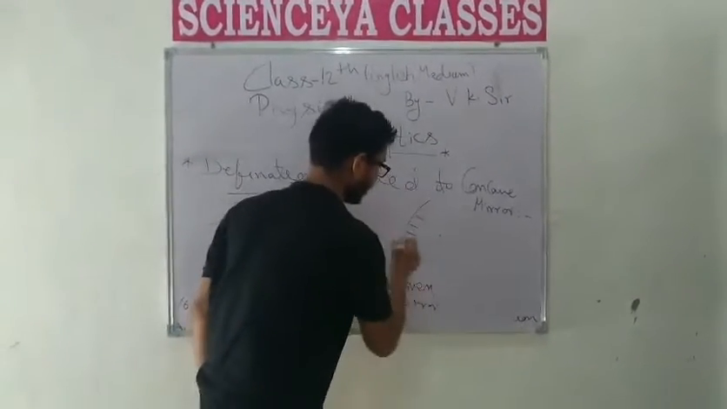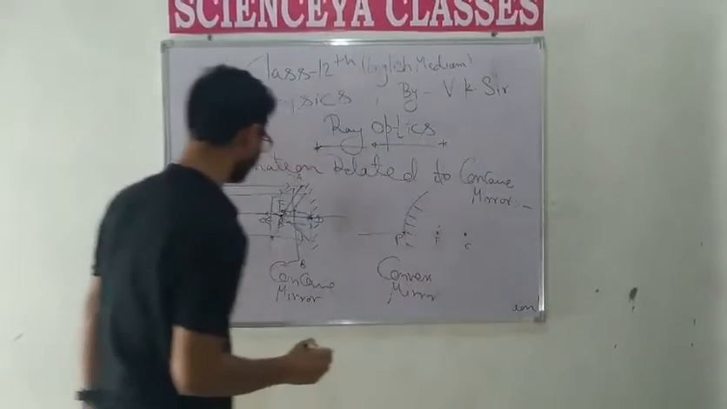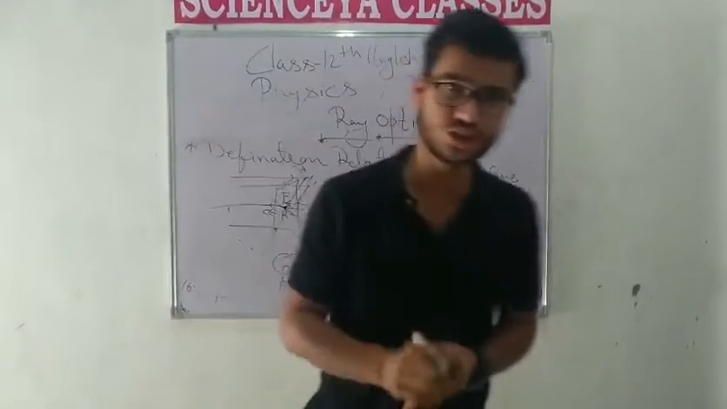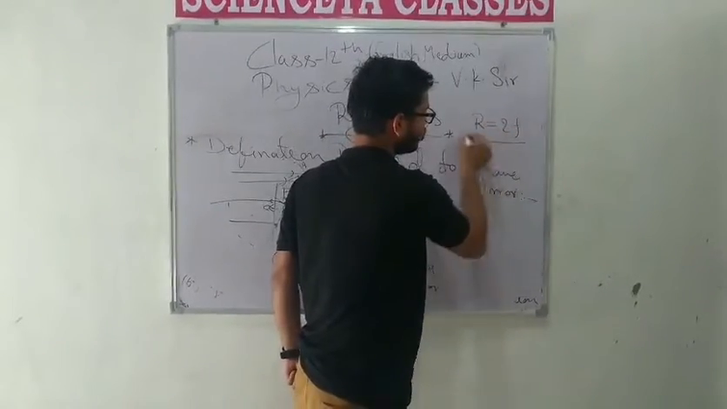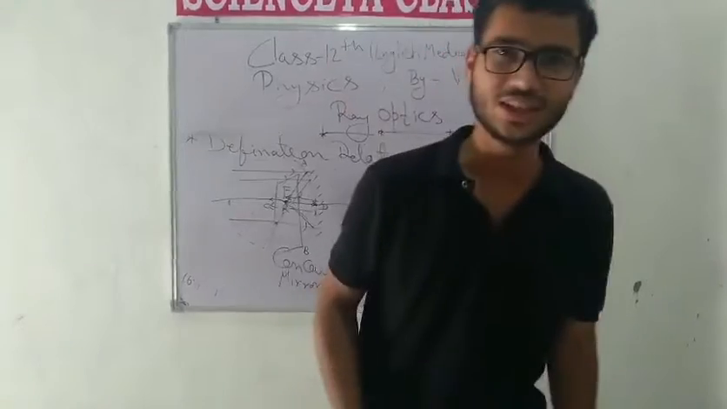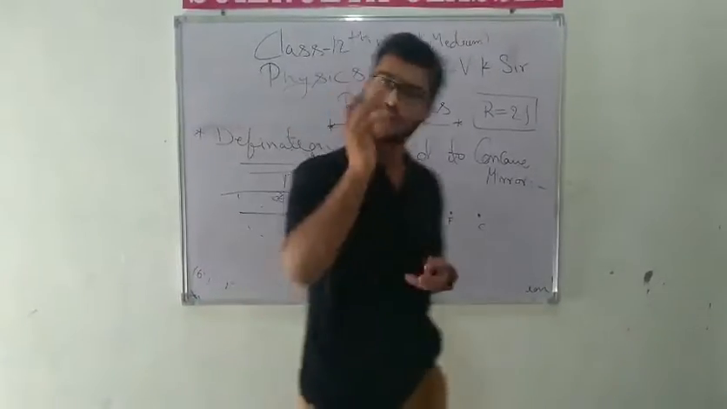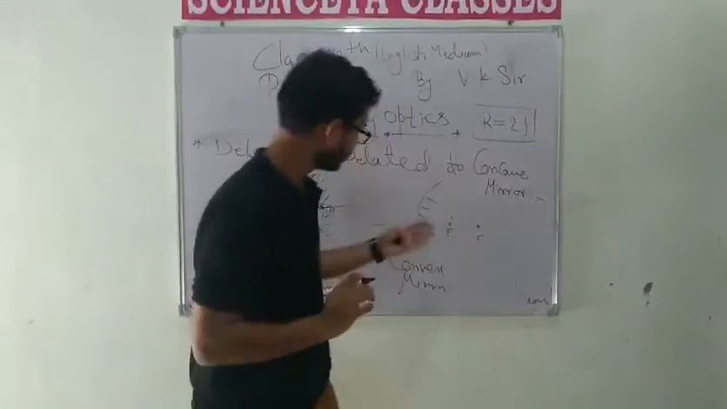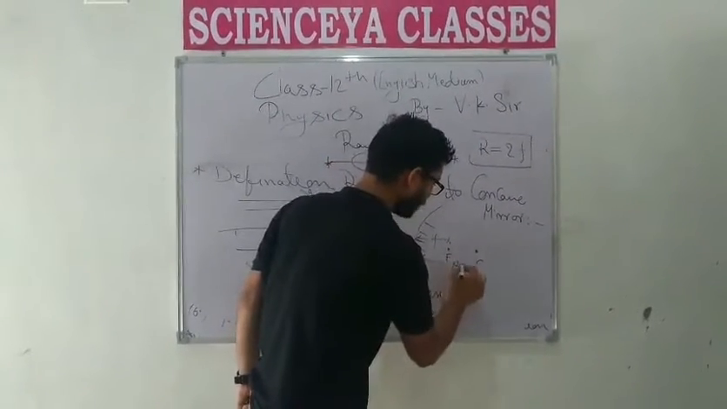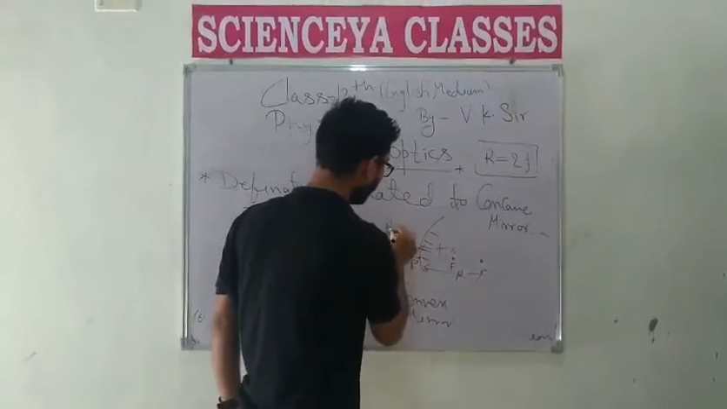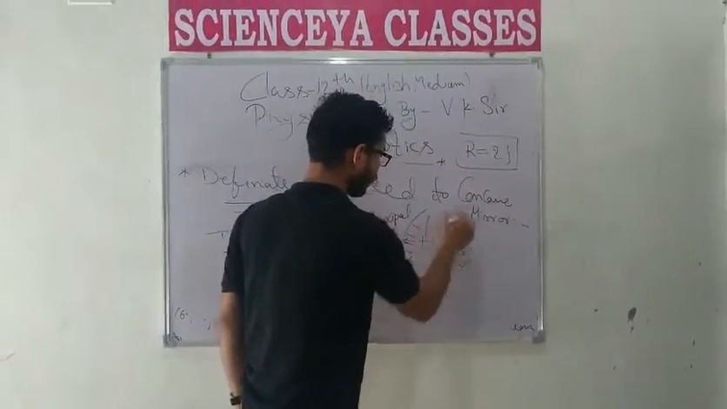In the case of the convex mirror, this is the pole, this is the principal focus, and this is the center of curvature. One more thing to note down: the radius of curvature is twice the focal length, and we will derive this equation in our upcoming lecture. This is the pole of the convex mirror, this is the center of curvature, this is the principal focus, this is the focal length, this is the radius of curvature, this is the principal axis, and this is the focal plane.